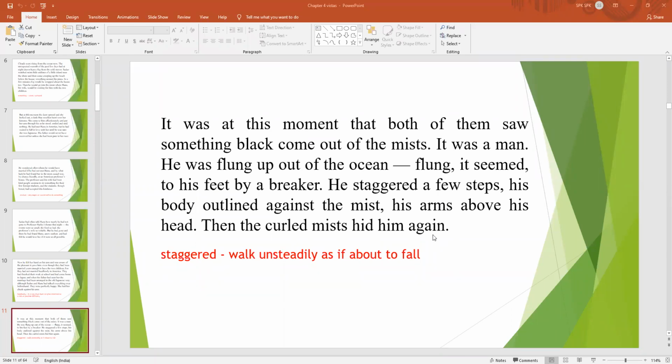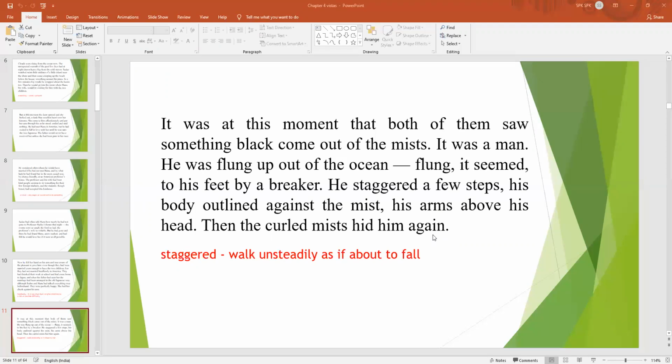What is there? They saw that some figure is coming out of that mist. And by the outline, they just recognized that it was a man, and he was walking very unsteadily, with his arms above his head. But what does this show? That he has his arms above his head.